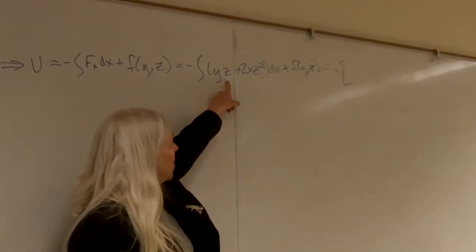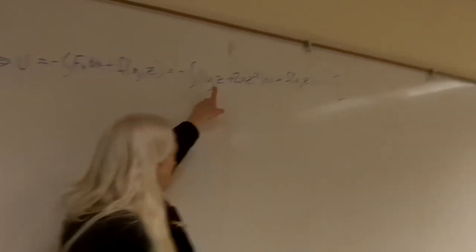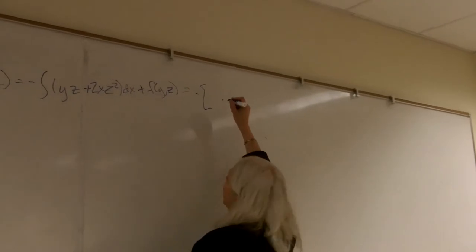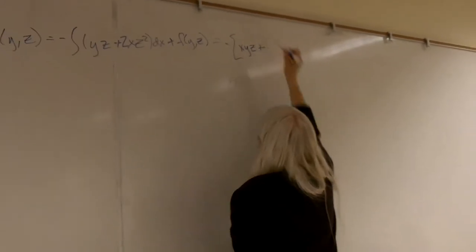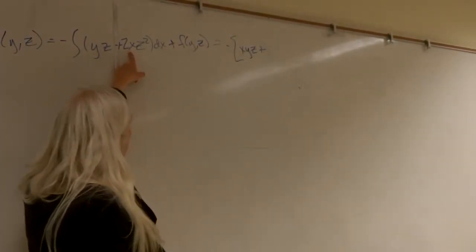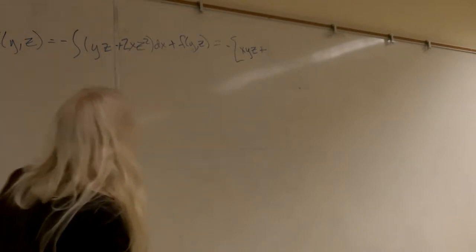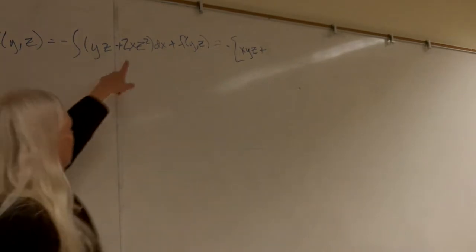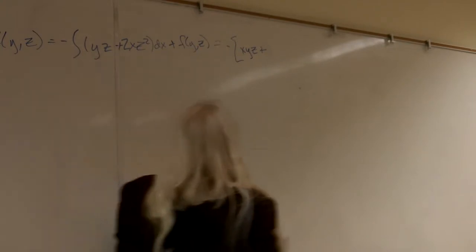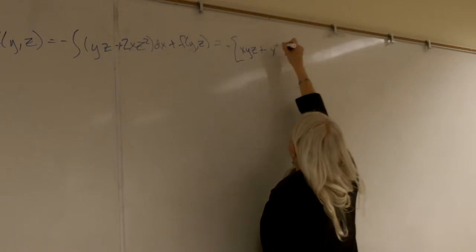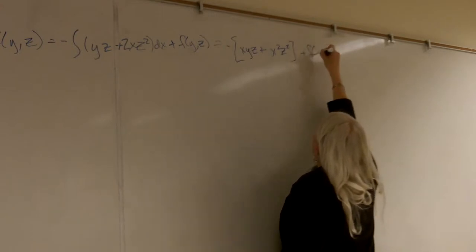Okay, so we've got minus the following thing. Again, we're going to integrate with respect to x. Treat y and z like constants as we do it. So the y and z just come along. We get xyz from that first term. From this second term, z is a constant, or we treat z like a constant, so it just comes along for the ride. The integral of 2x dx, of course, gives us x squared. So we've got plus x squared z squared, plus f of y and z.